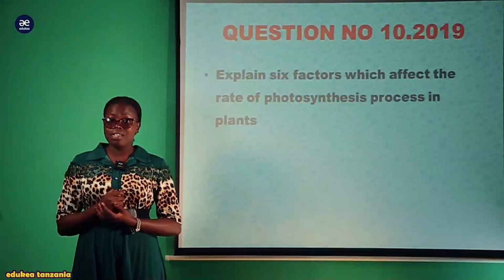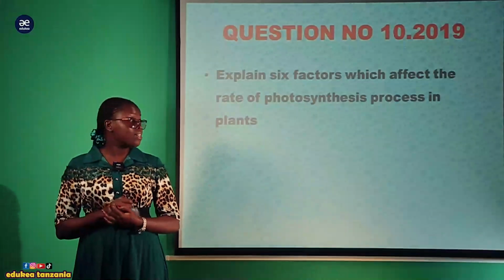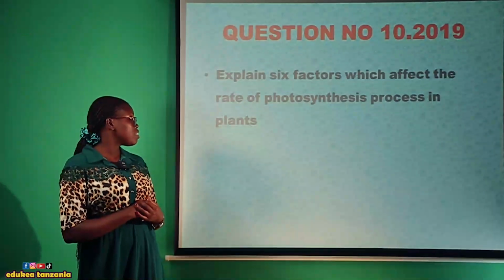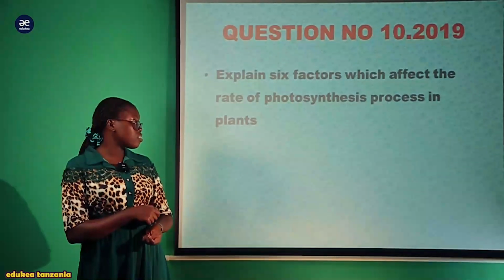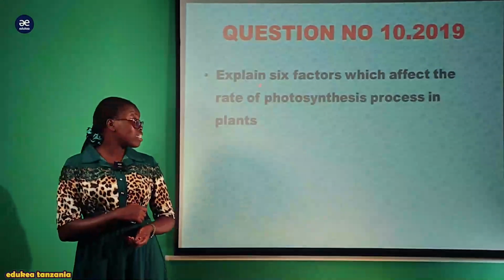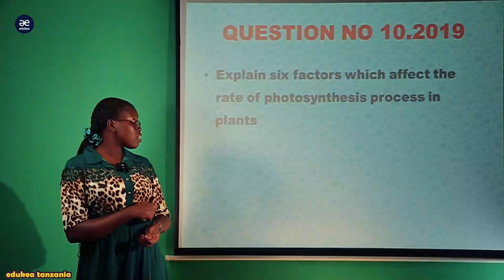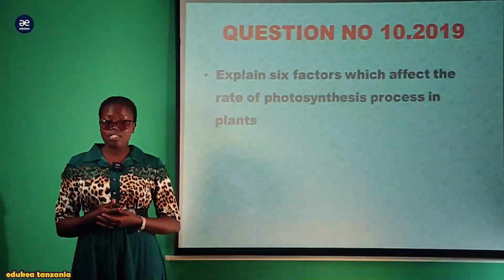Another question is question number 10 for the year 2019. And the question stated that, explain 6 factors which affect the rate of photosynthesis process in the plant. Explain 6 factors which affect the rate of photosynthesis in the plants.